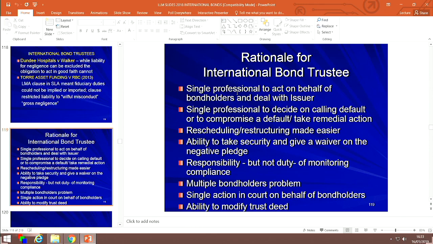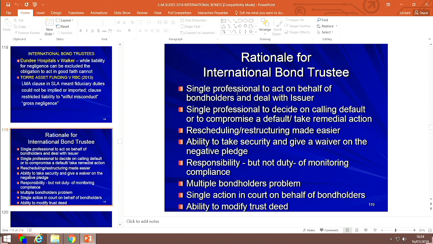And that exposes it to a lot more problems because in the case of a trustee holding property, while it has the legal title, the beneficial proprietary title is with the bondholders. That makes a huge difference to the property rights.